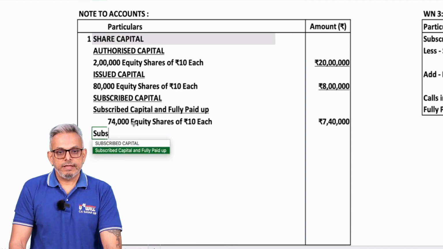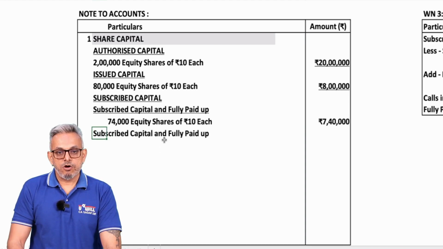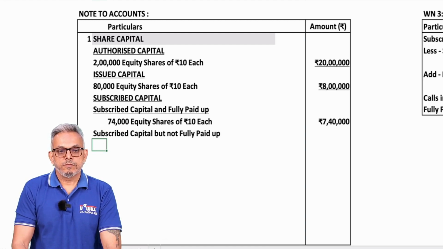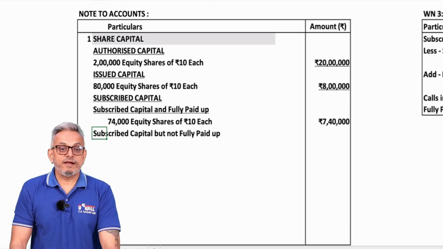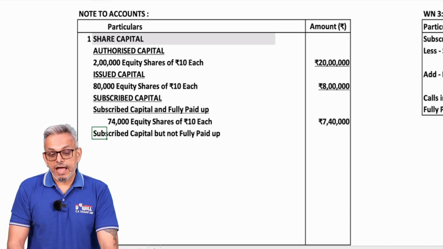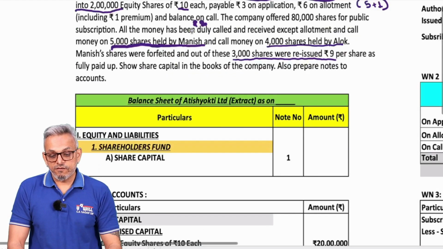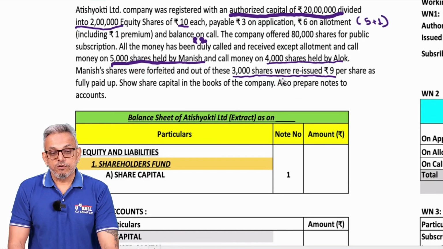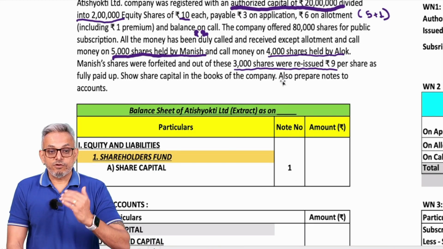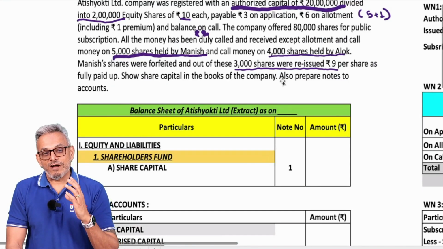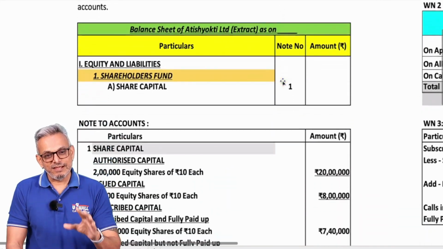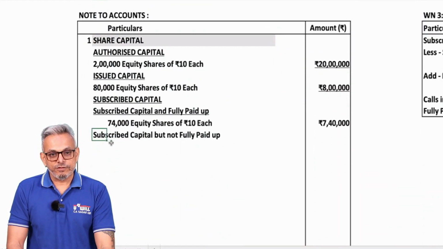Subscribed capital but not fully paid up. So I'll modify this. Now this is interesting. How many shares are subscribed and are with public but are not fully paid up? So we have two defaulters. One is Manish and other is Alok. So shares of Manish were forfeited, and out of the forfeited shares, 3,000 were reissued. But shares of Alok are not yet forfeited. No information is given, so they are still with Alok. So that is 4,000 shares.